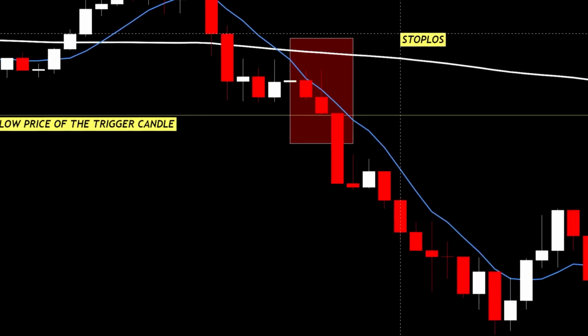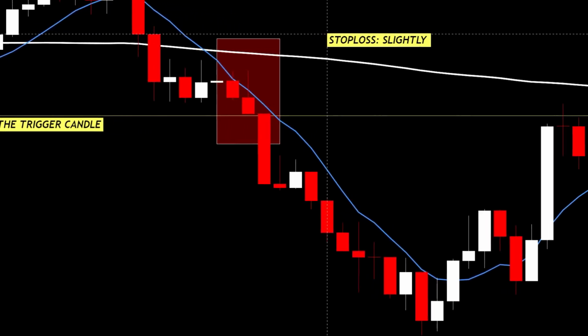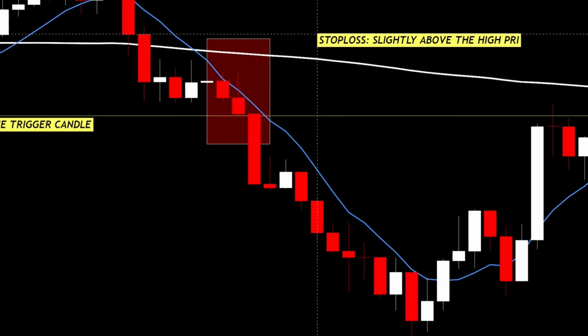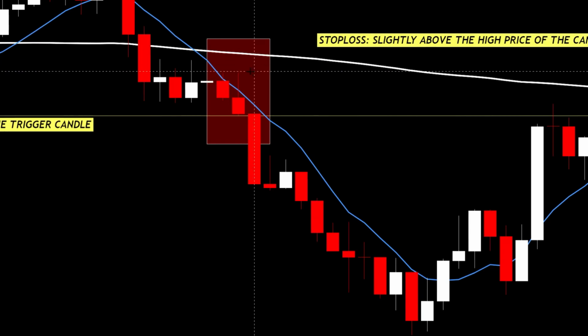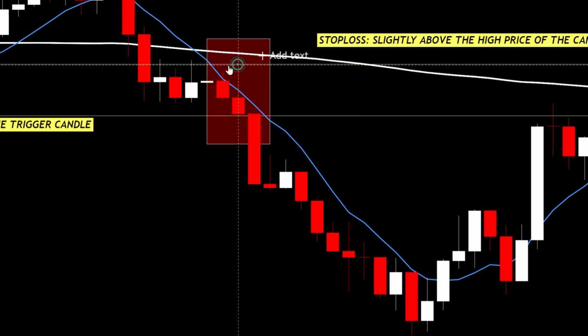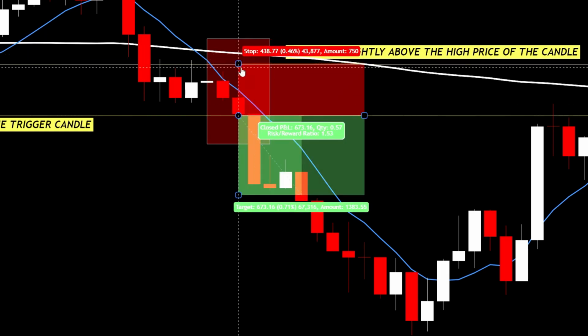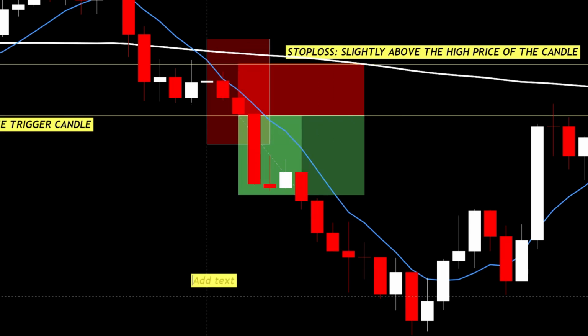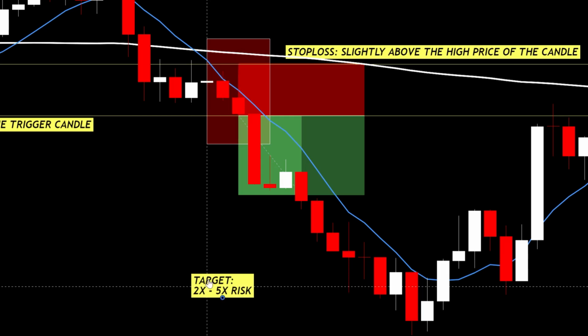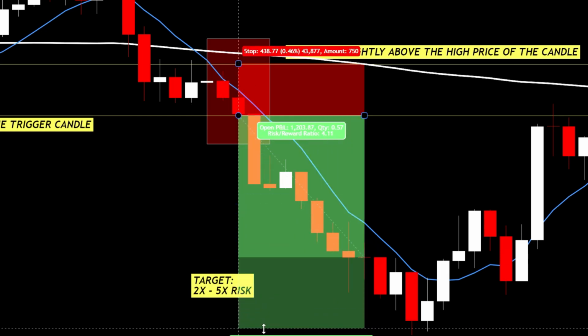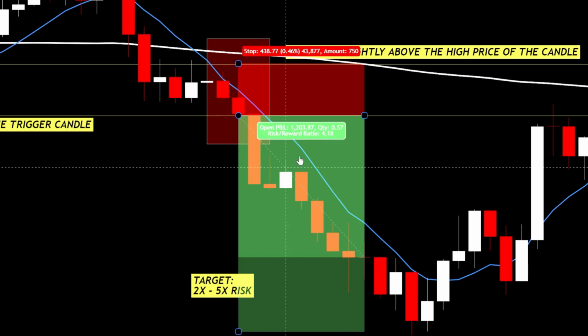Set your stop loss just a little bit above the highest price that trigger candle reached. This protects you if the trade goes against you. And for the target, this is where you can really make some money. Aim for a target that's 2 to 5 times your risk. I personally like 2.5 times the risk. It's a good balance. The strategy gives you the potential for high rewards.